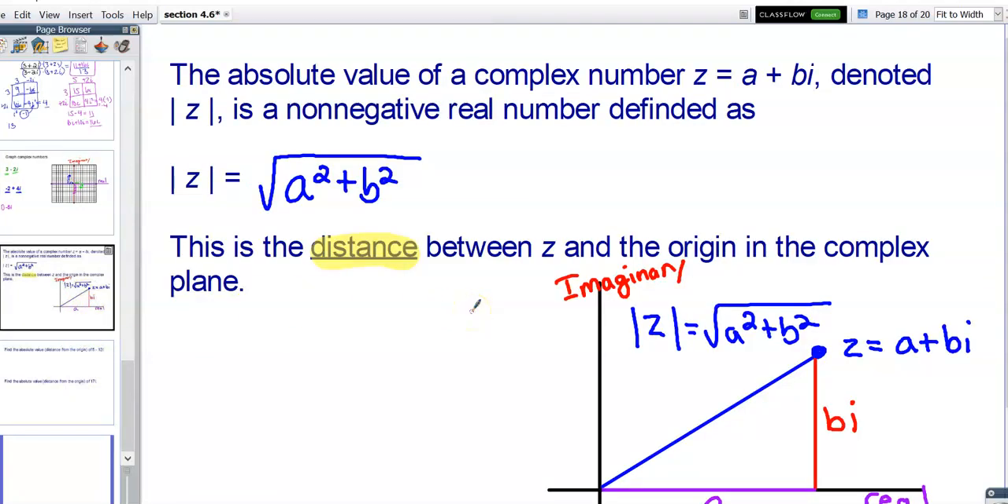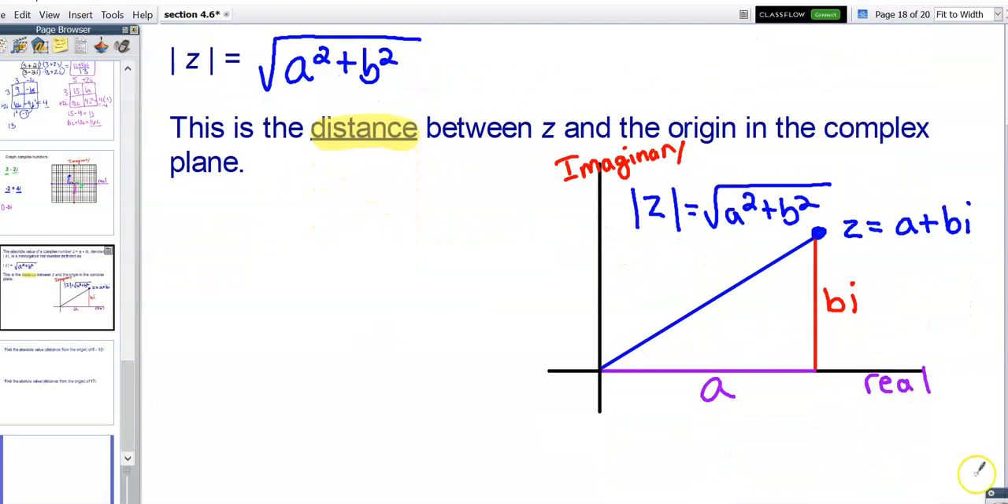The last topic we're going to look at, the absolute value of a complex number. z equals a plus bi. You'll see that written as the absolute value of z is a non-negative real number defined as the square root of a squared plus b squared. It's the distance between z and the origin on the complex plane. Let's look at a couple of examples.